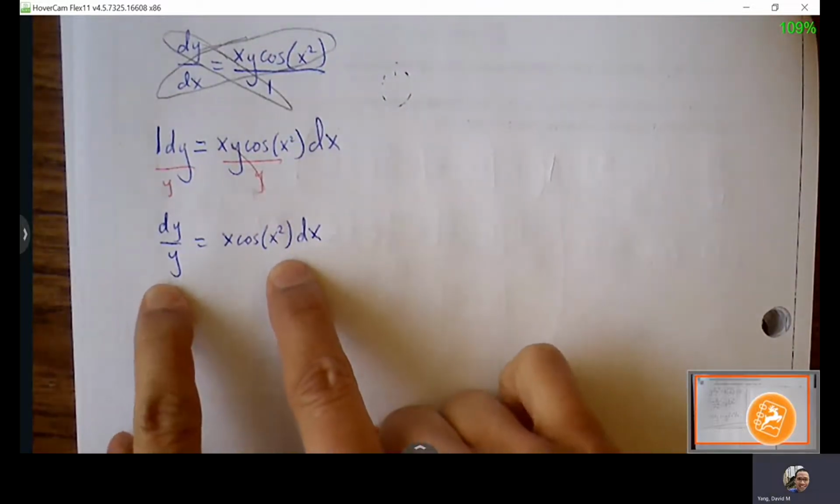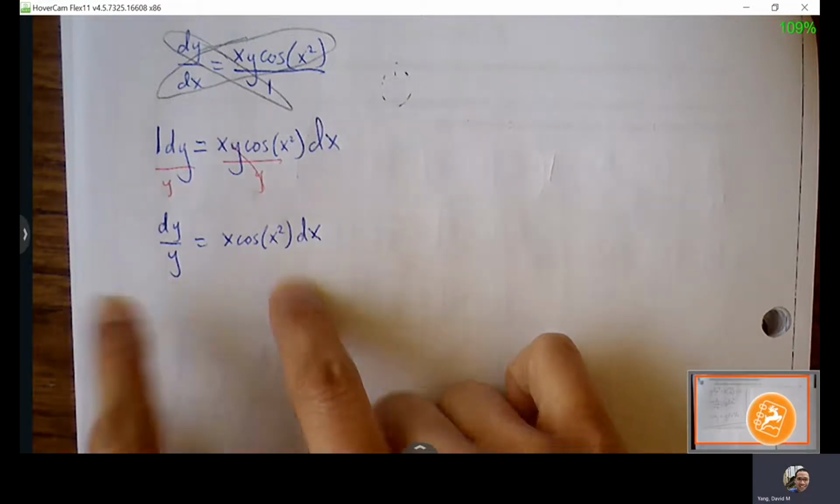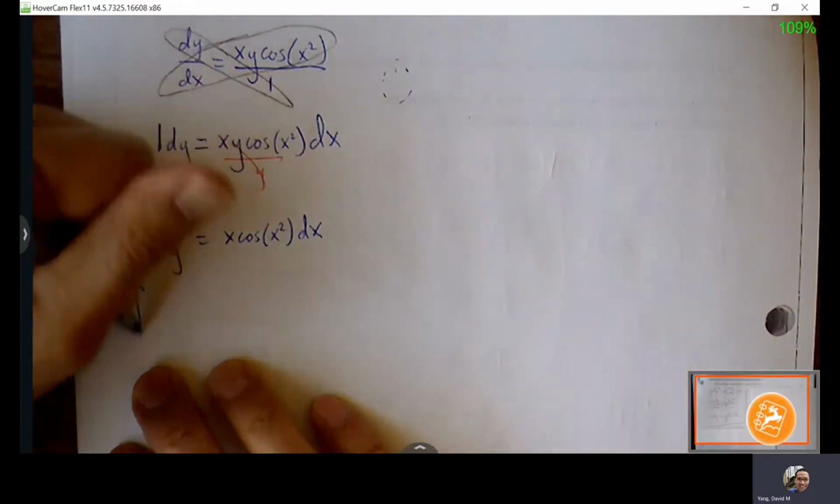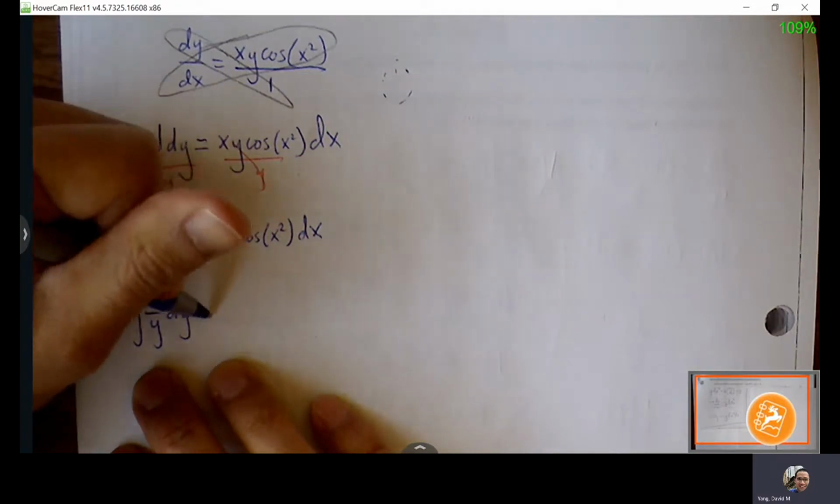Okay, take a look. Full separation. We're good. Everything in their right places. I'm going to maybe rearrange this. Pull that dy out to the right.